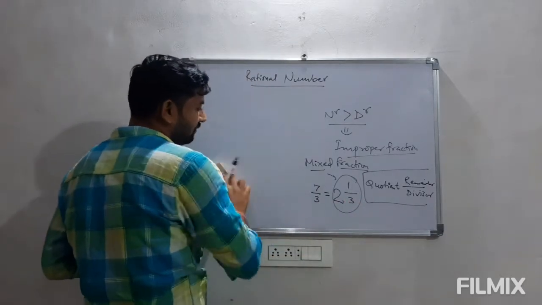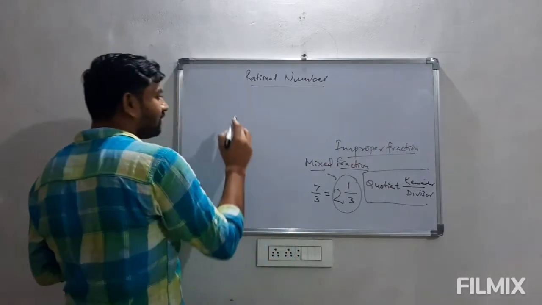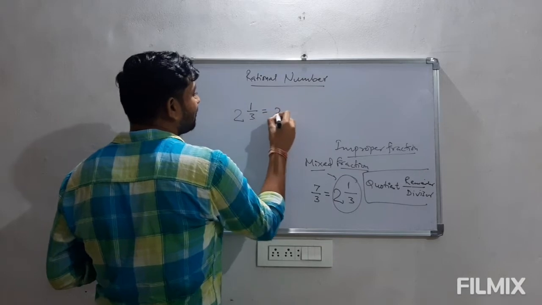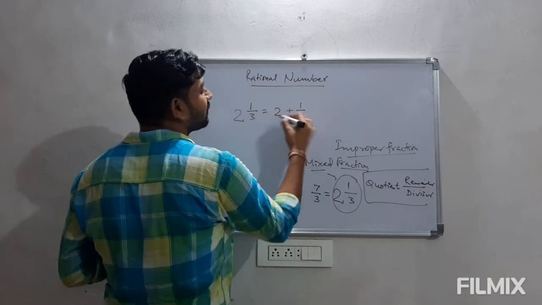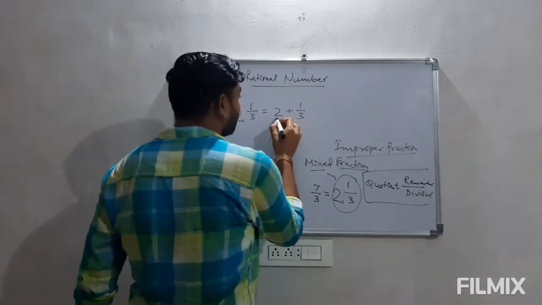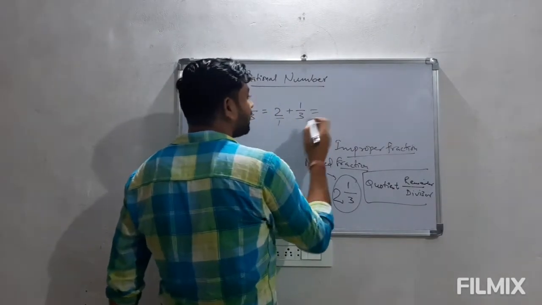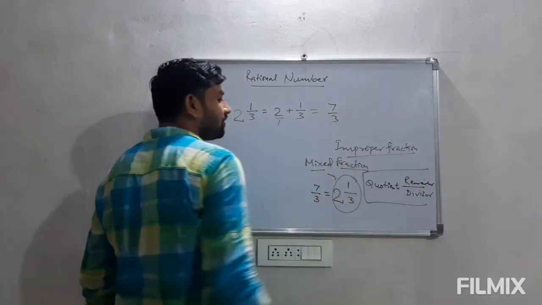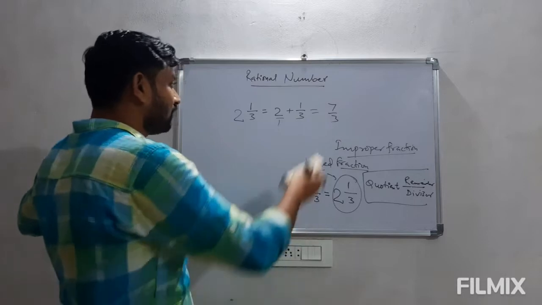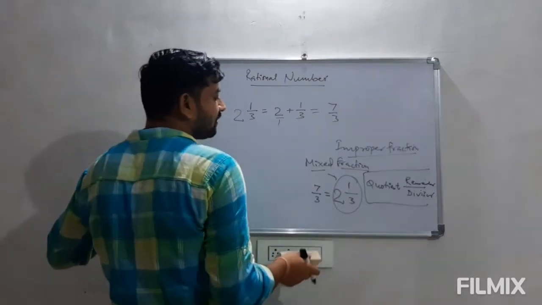Now there is an important discussion in it. If we write 2 whole 1 upon 3, this is nothing but 2 plus 1 upon 3. 2 is complete, and we are adding 1 upon 3 to it. If we solve this, we will get the same number, 7 by 3. That solution part I will discuss later. So this is what we can write.